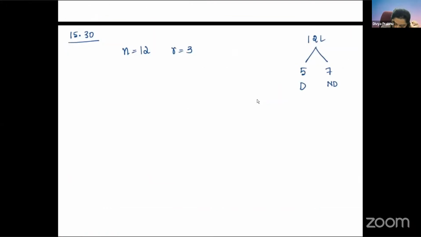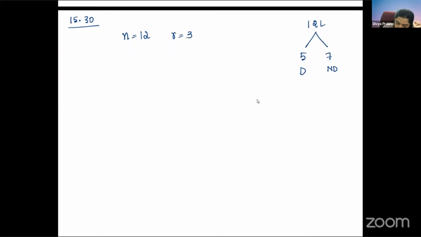Okay, we'll proceed now. Whenever you have combinations, the first step is what is N, what is R. The next step is what is total outcomes. Total outcomes is equal to NCR.